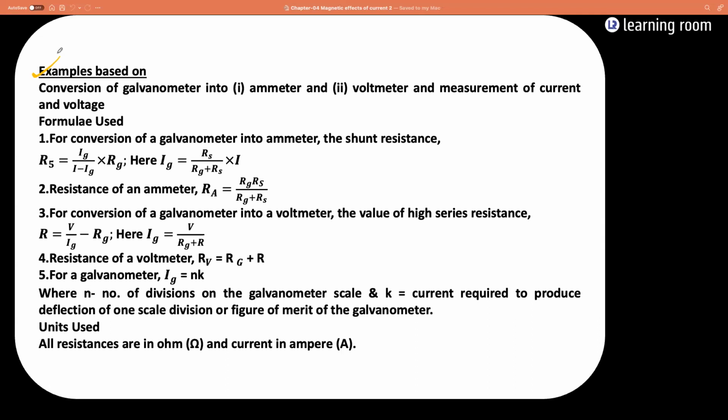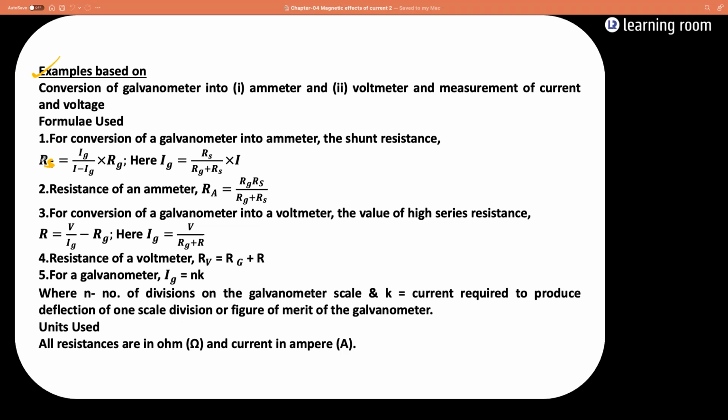So next, the last concept of this chapter is conversion of galvanometer into ammeter and voltmeter of the required values, right? So for conversion of a galvanometer into ammeter, what are we supposed to do? You need to connect a shunt resistance. And what is going to be the value of the shunt resistance that we need to connect? It is going to be Ig divided by I minus Ig into Rg, where Ig is the full scale deflection current and Rg is the resistance of the galvanometer. I is the value of the current that needs to be measured by that ammeter.